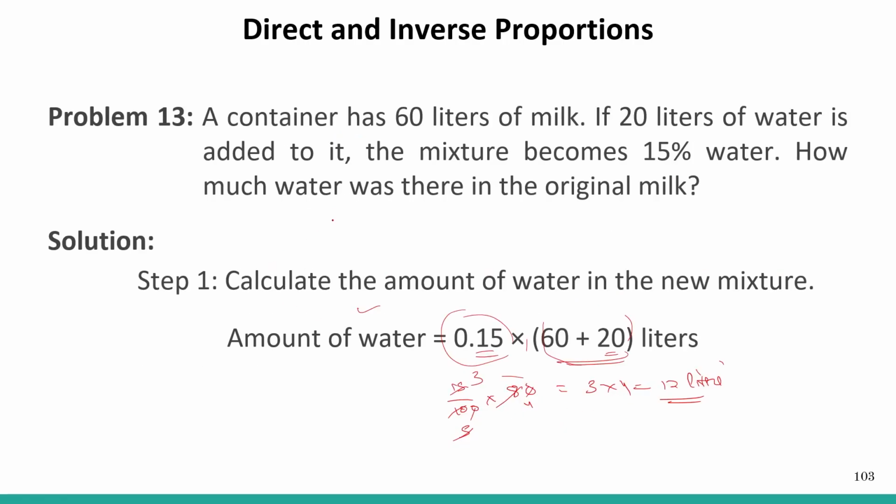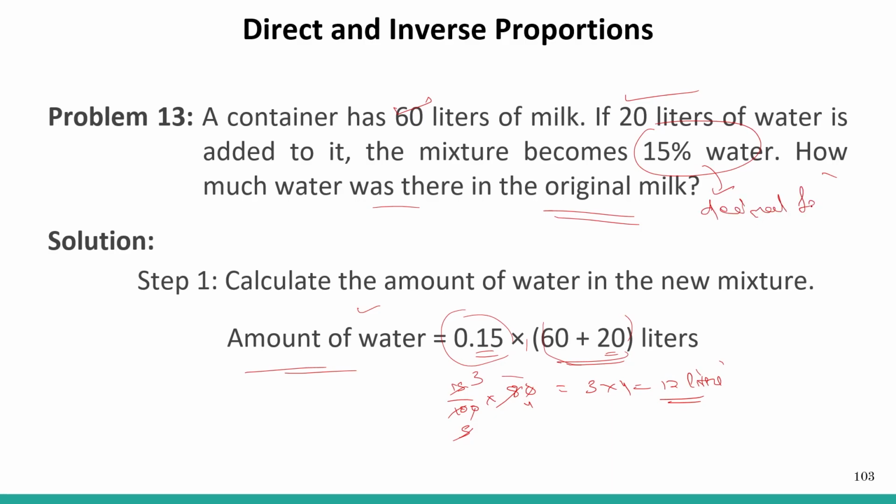So if a container has 60 liters of milk and 20 liters of water is added to it, the mixture becomes 15% concentration of water. So how much water was there in the original milk? How to evaluate it? The amount of water will be 0.15, because we converted the percentage to decimal form.